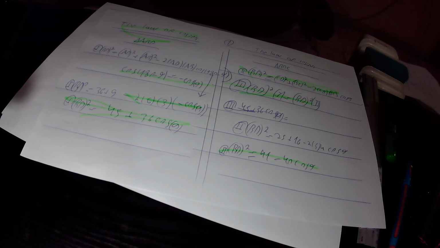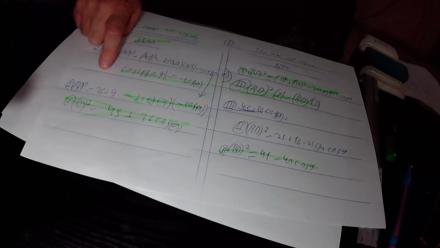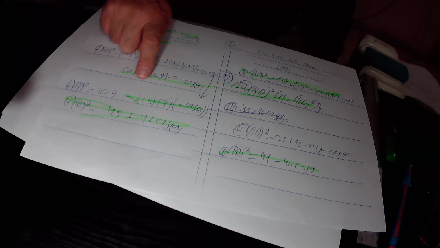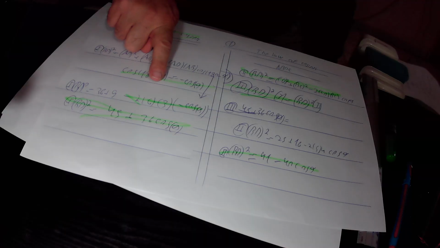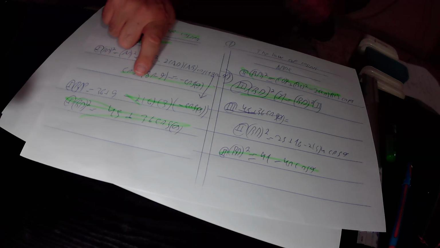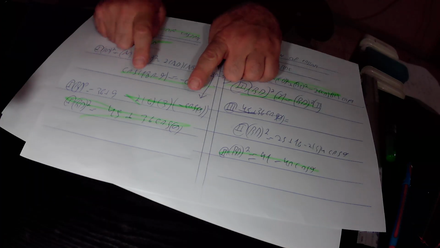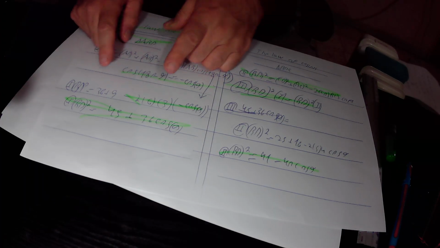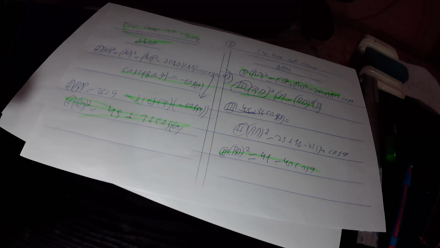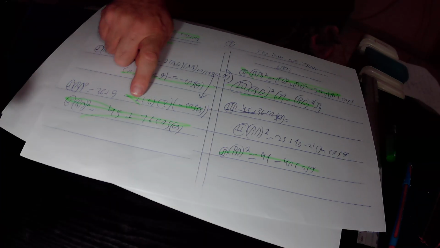So in total, according to equation 1, we found that BD squared equals 36 plus 9, minus 2 times 6 times 3, times minus cosine alpha. Minus times minus is plus, so this expression in the green color is a positive expression. The value of this positive expression is plus 2 times 6 is 12, 12 times 3 is 36, so the expression equals plus 36 times cosine alpha, and 36 plus 9 is 45. So in total, according to equation 1, BD squared equals 45 plus 36 times cosine alpha.